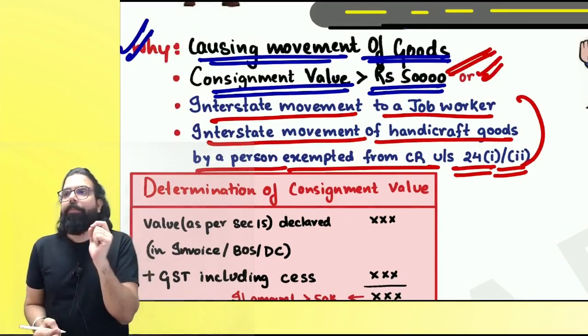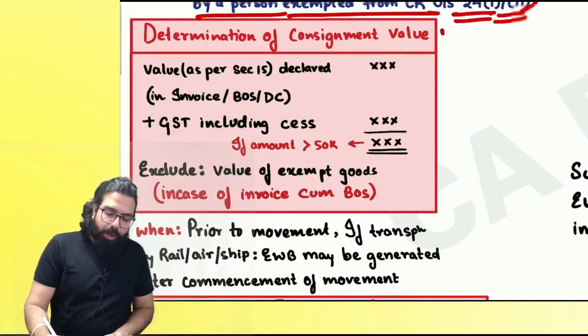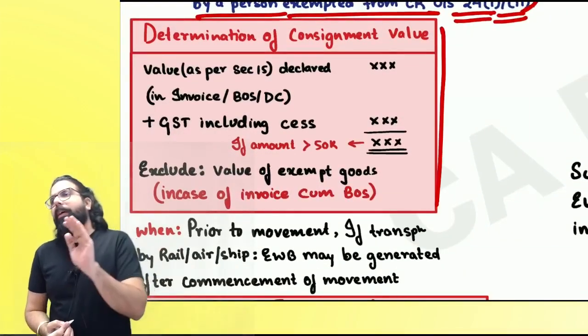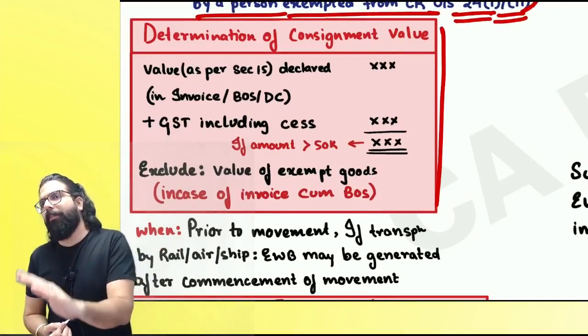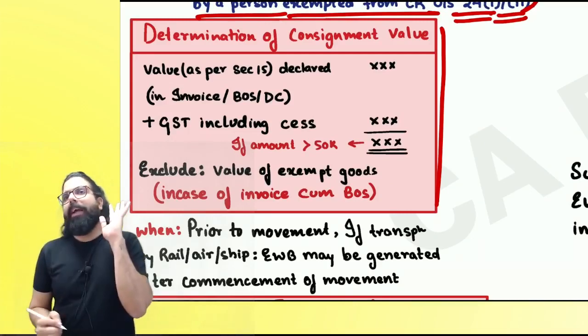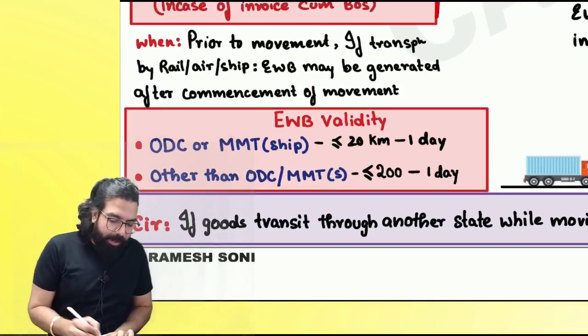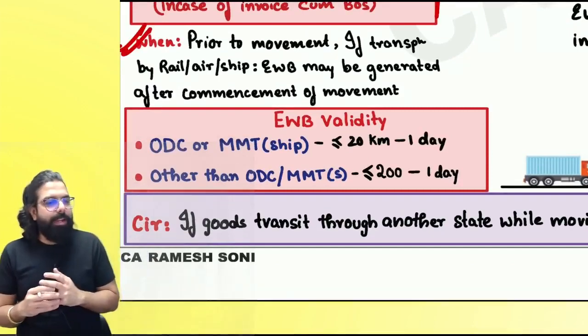And in this case, only if the value is exceeding 50,000. Very important from an exam point of view is also how to calculate consignment value. Remember one thing, in consignment value, the value of exempt supply always has to be excluded and GST always has to be included. The next one over here is, sir, when should I generate an e-way bill?